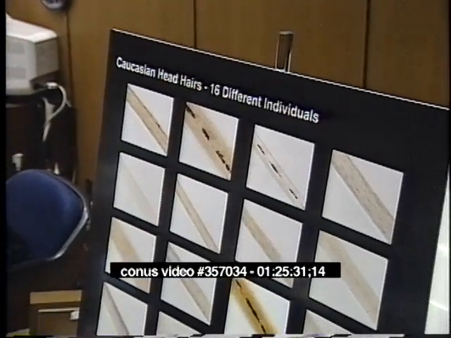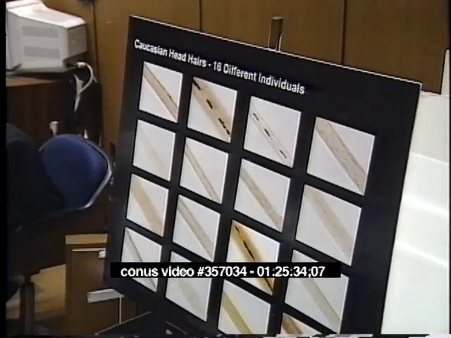I'd ask that this chart be marked 465, Your Honor. 465.